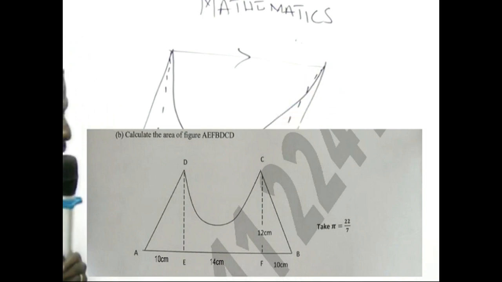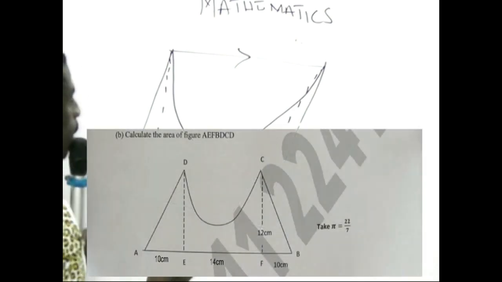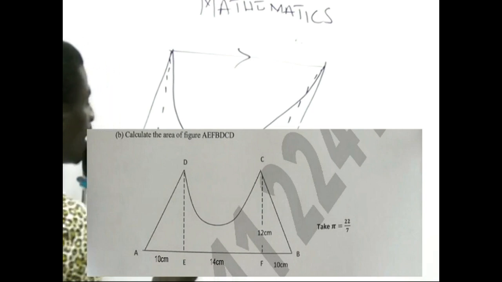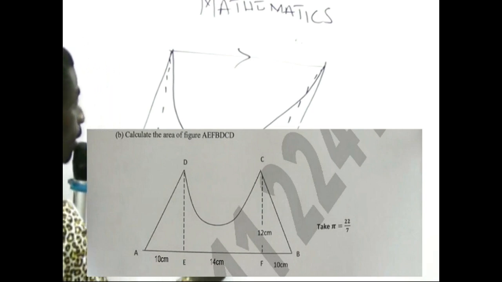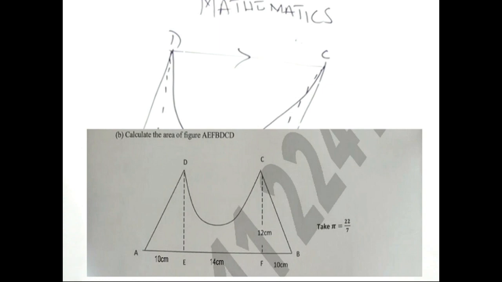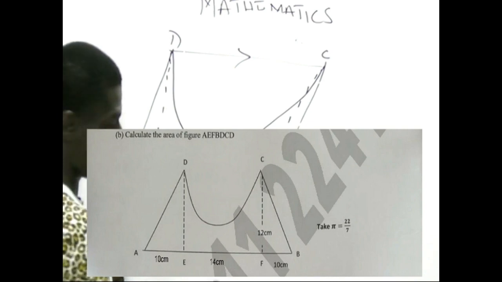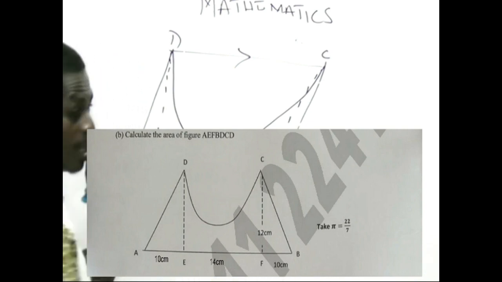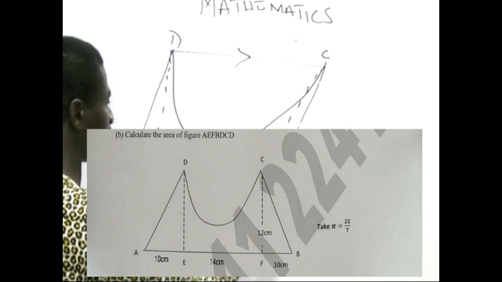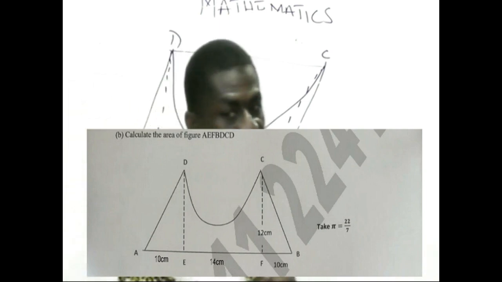And so we have the height, and then we have our A, E, then we have 10 here, 10 there, we have 14 here, and then we have D, and then we have C. And so we have A, E, then we have our F, and then simply we have our B. All the measurements are in centimeters, and then we have 12 centimeters here. So you see that our AB is parallel to CD. And then we have been asked to calculate the area.